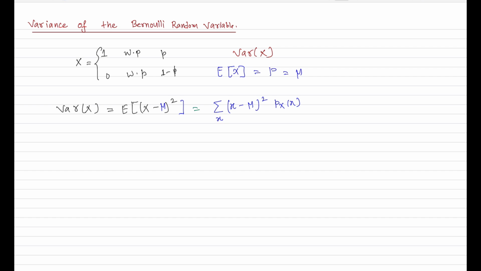So when the random variable is taking the value 1, the small x is 1, so here we will have (1 minus p) square, since the expected value is p, we replace mu with p. Times the corresponding probability when x is 1, which is p, so we multiply this expression with p. And plus, because we have to run over all the values of the random variable, the other value it can take is 0. So (0 minus p) square, that is p square, and the corresponding probability is 1 minus p.